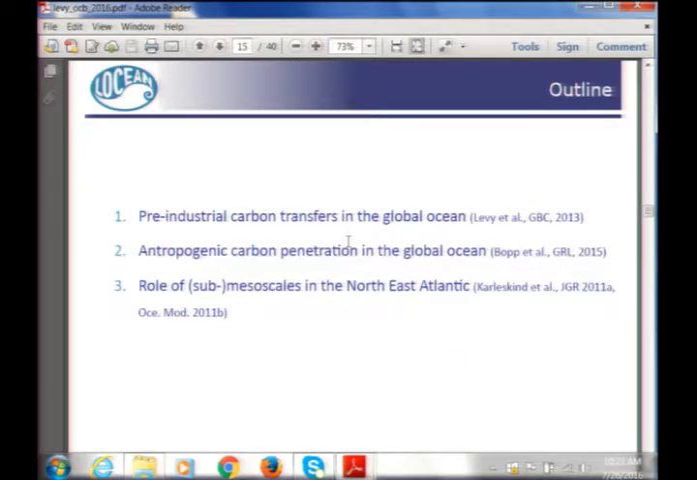So I'll show you 3 different works. One focuses on the carbon transfers in the global ocean during the pre-industrial period, so when the biological pump and the physical fluxes are in balance. Then I'll focus on the anthropogenic carbon perturbation in the global ocean. And I'll finish with some things that we did in 2011 with a PhD student, looking at the role of submesoscales in the Northeast Atlantic.